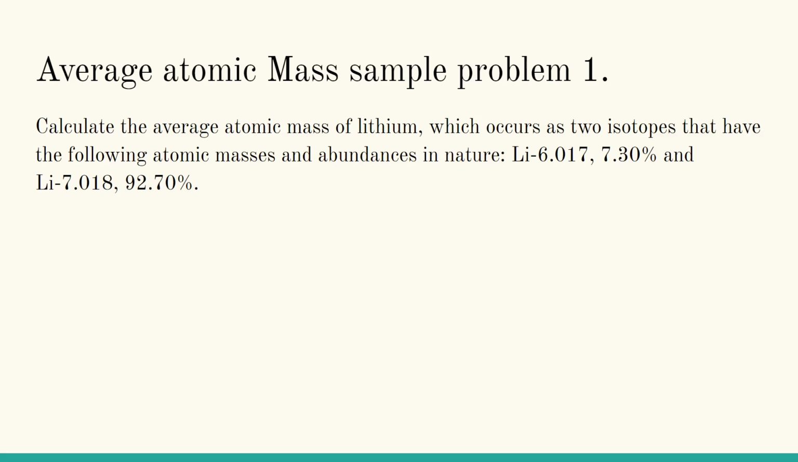Lithium-6 equals 7.3%, and lithium-7 equals 92.7%. So, for us to solve a simple problem like this, what we're going to need to do is multiply 6.017 times 7.3%, and then multiply 7.018 times 92.7%, and then add those numbers together just like we did on the previous problem.